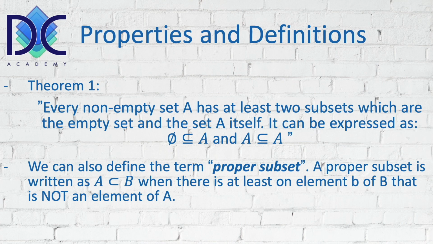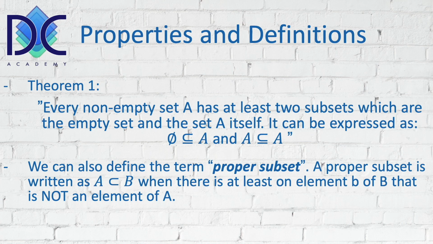We can write it as A is a subset of B, a proper subset. We lose the equality sign in the subset indicator, and we say that there is at least one element of the set B that is not an element of A. So at least one element of B does not belong to A. And then we can say that A is a proper subset of B.